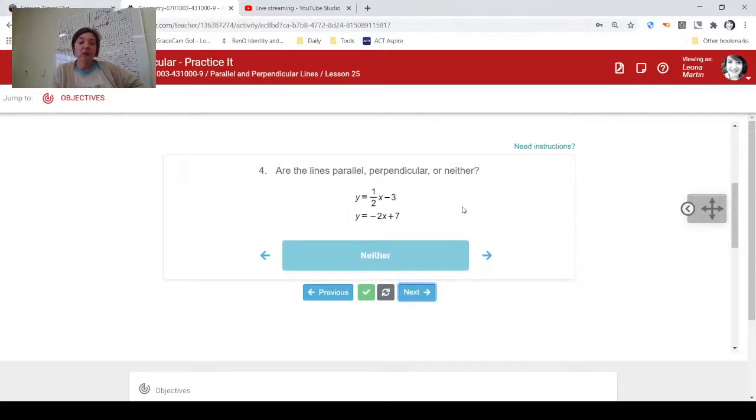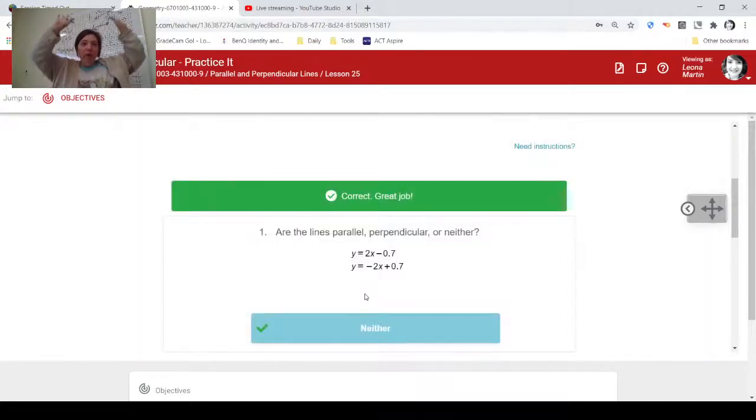What about these two? Perpendicular. What about these two? Neither. Why are they neither? One of them has to be a negative. They're not both negative. One of them's not a negative, right? So they're neither. Did we get them all right? Woohoo! We did good.